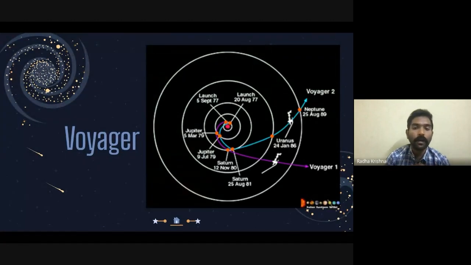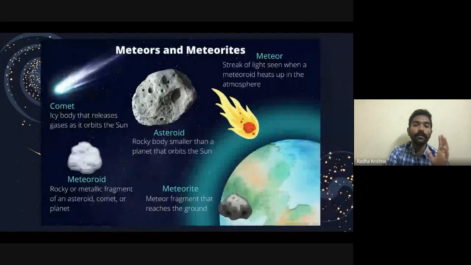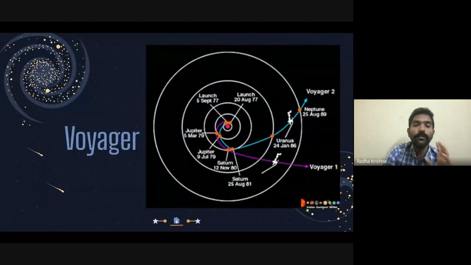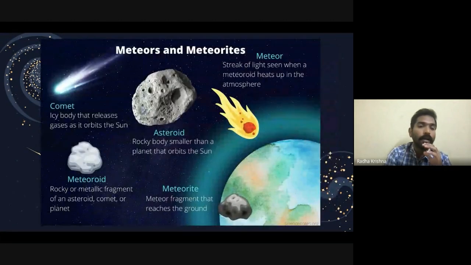What these do is basically they use the gravity of different planets to go around almost all planets. So you can see Jupiter, Saturn, Uranus, and Neptune were all covered using Voyagers, and we have beautiful images of all these planets, and even Pluto and moons of Pluto also, using these Voyager probes, right? So this is one example of interstellar voyage of man-made satellites.